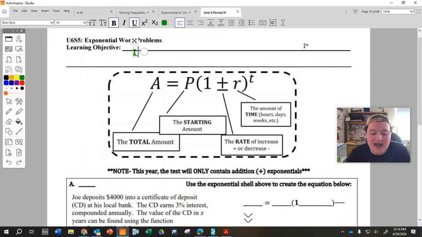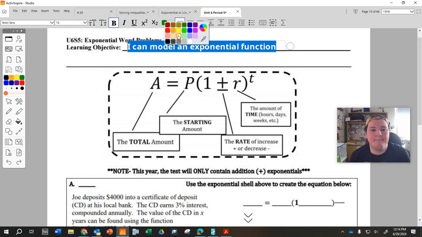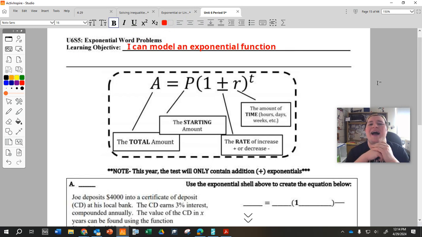The objective is I can model an exponential function. Really, it's an exponential situation. We're assuming they're functions, but tomato, tomato. Okay, so write that down. I can model an exponential function.